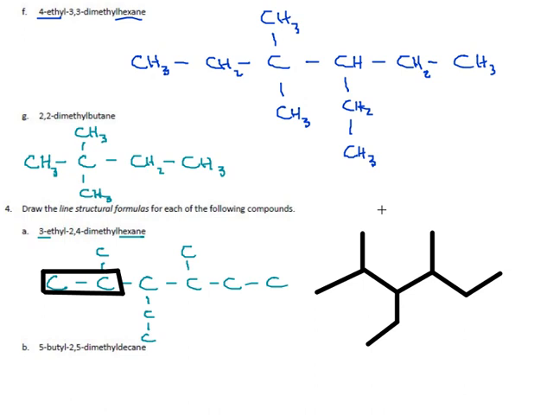Fair enough. Let's see if we can fit in one more here. 5-butyl-2,5-dimethyldecane. Oh boy. First time we've seen decane in a while, that means 10. 1, 2, 3, 4. I can go nice and small since I don't have to put hydrogen on these, and I think I'm going to have to count this again. 1, 2, 3, 4, 5, 6, 7, 8, 9. Good. Okay. On the 5th carbon, put a butyl group.